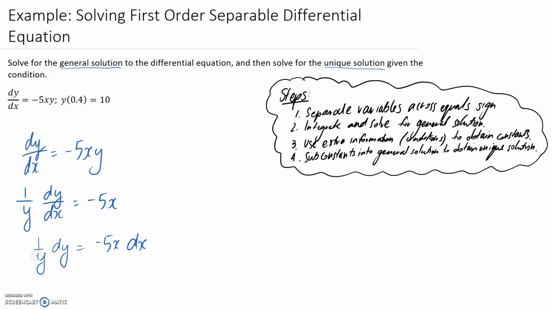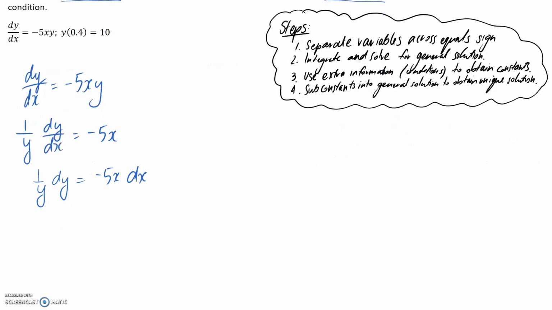Okay, so what we can see is that all the y's are on the left and all the x's are on the right. Again, where the 5 goes, it doesn't really matter. I'm just going to leave it on the right though. So now that we've done that, we should be able to move on to the next step, which is to integrate our equation and find the general solution.